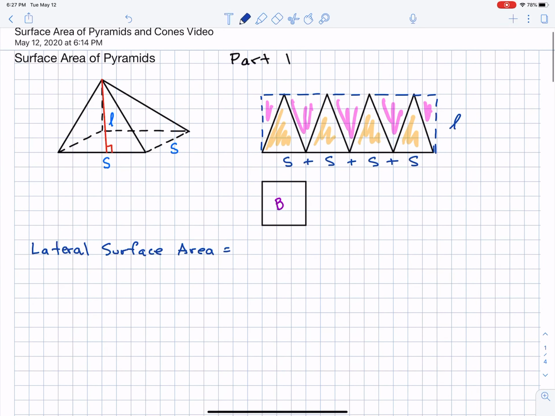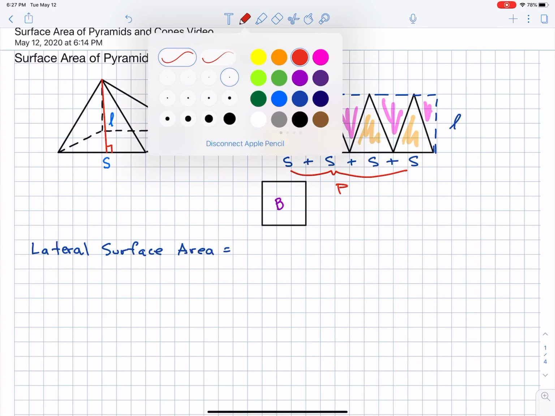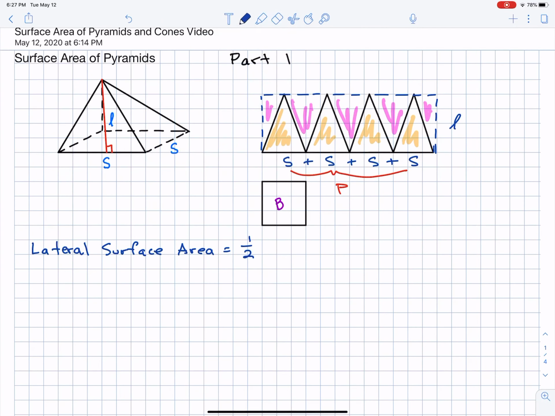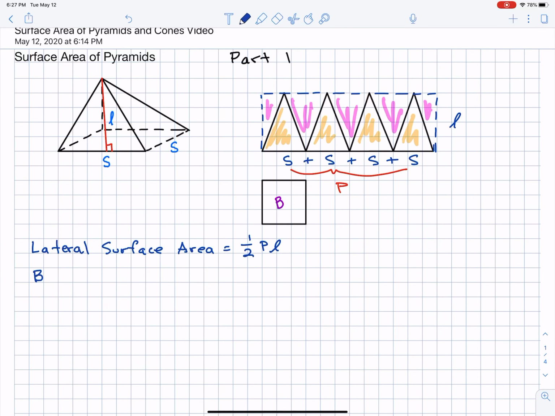Where, again, I want to remind you, this 4s right here is the same thing as the perimeter of our original pyramid. So in other words, it's going to be 1/2 the perimeter times the slant height, L. Again, L is representing the slant height. And again, that 1/2 is coming by because we only need half the rectangle, not the full rectangle. And of course, the base, as we said before, the base is just equal to s squared.